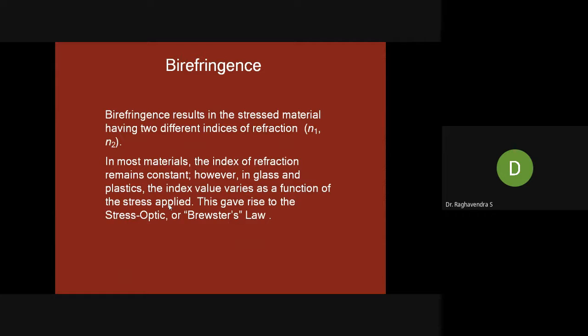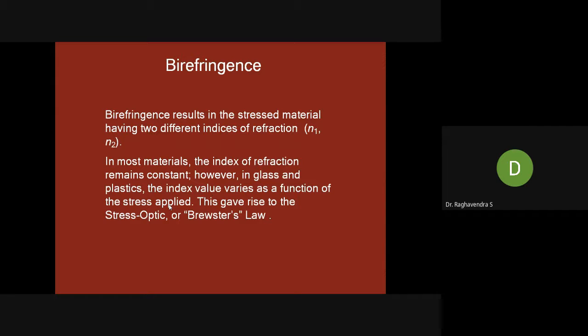Birefringence is a result of stressed material having two different indices. That is two refraction indices, N1 and N2. In most materials, the index of refraction remains constant. However, in glass and plastics, the index value varies as a function of the stress applied. See, this is the beauty of the subject.